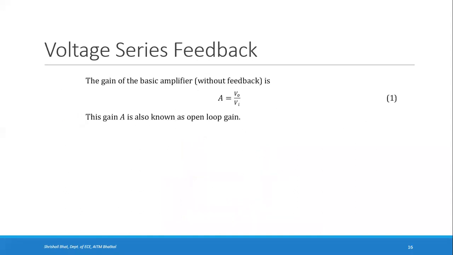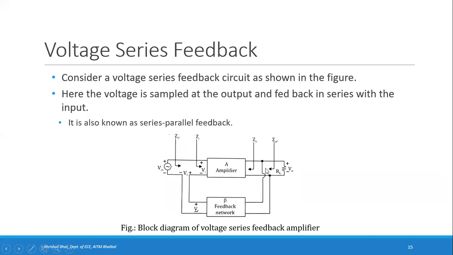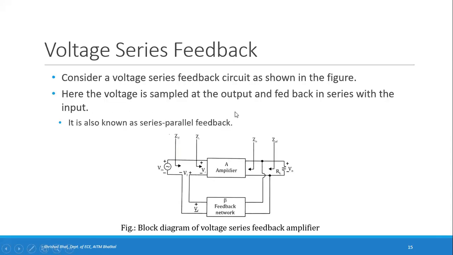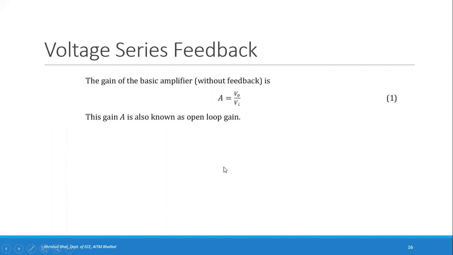We know the gain of a basic amplifier without feedback is A, right? A is output voltage divided by input voltage. Output voltage is V naught, input voltage is Vi. So without feedback, V naught divided by Vi, that is your A, right? This gain is called open loop gain. You might have heard this term while we studied op-amp also, right? Open loop gain, that is output voltage divided by input voltage without considering any feedback.